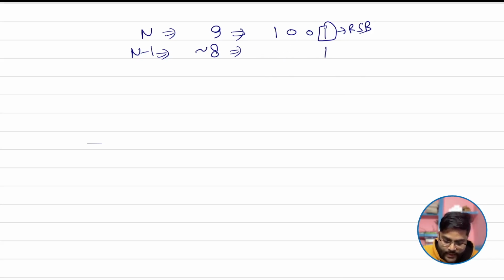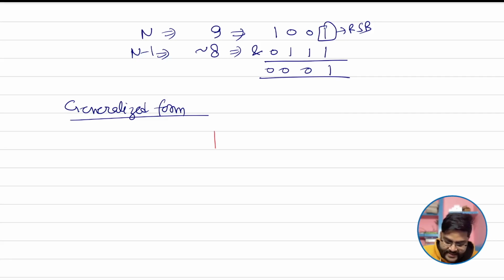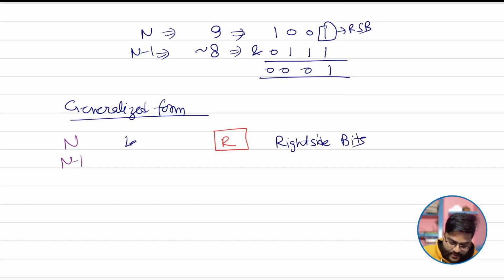So it will be 1 1 1 0. Okay, and if I do bitwise AND of it, it will be 1 0 0 0. Okay, so let's say I am writing the generalized form. Let's say this is my rightmost set bit in n. Let's say this is n, this is n minus 1. So rightmost set bit in n. Okay, and these are all right side bits, and these are left side bits.